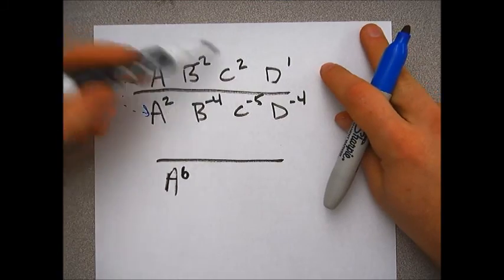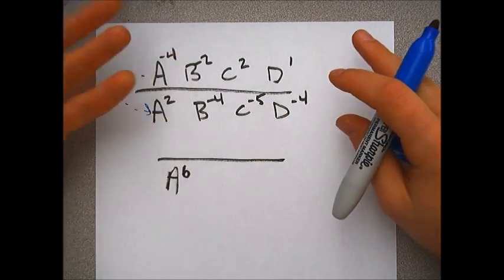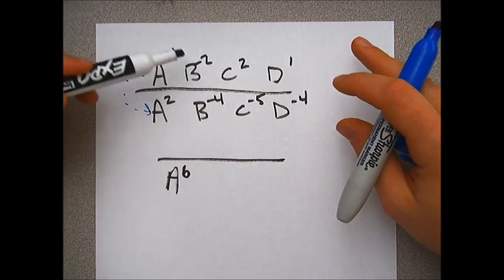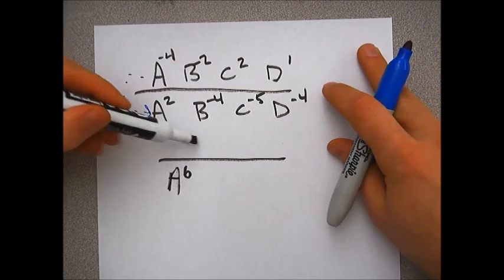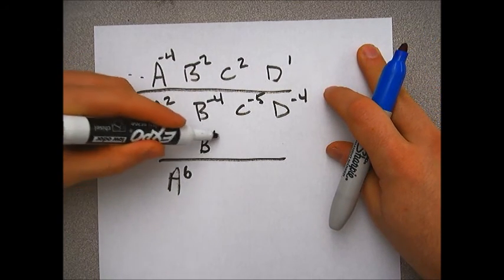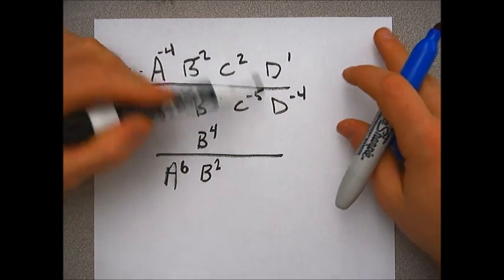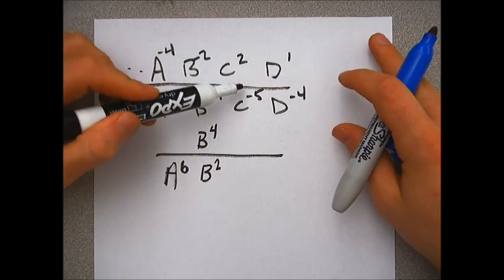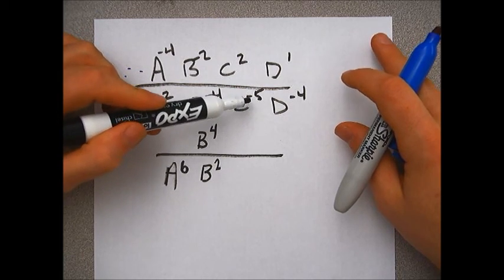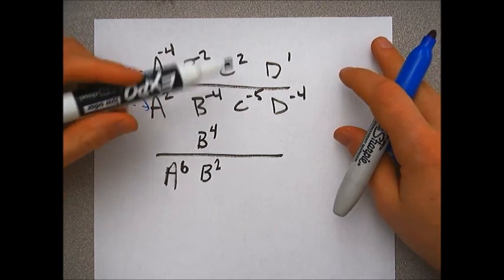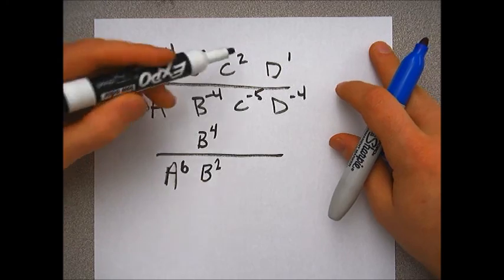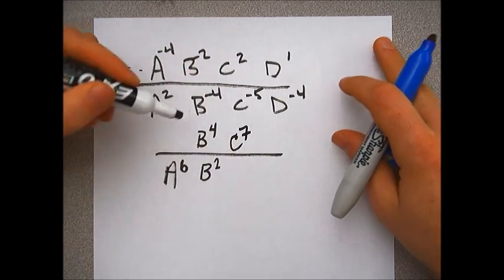I look at my b's here. They're both negative, which means I'm going to flip-flop both of them, meaning I'm going to bring 4 up and 2 down. So now I have b to the fourth over b squared. We'll cancel that in a second. The next one, the c's. I have 2 up top. I have negative 5 on the bottom. Negative 5 tells me to flip it up. I already have 2. I bring 5 more up. Gives me c to the seventh.